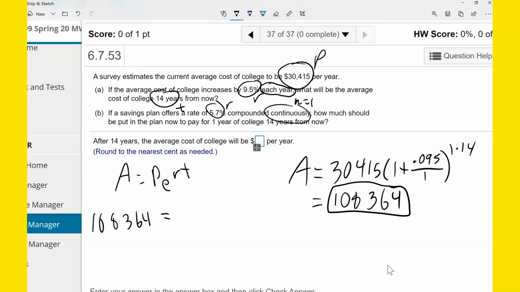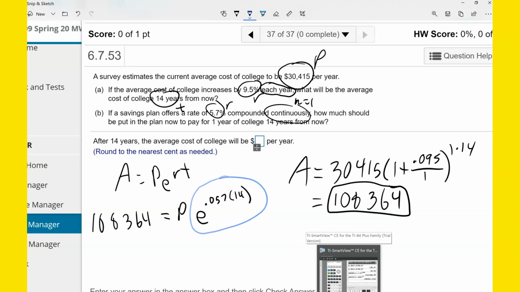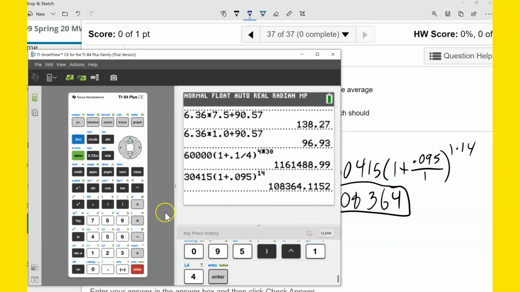Okay, so that's per year. All right, so we're looking for P. P is the principal. That's the investment that we need to make right now in order to have that much money 14 years from now. So E to the 5.7%, so 0.057, and T is 14 years. So we're looking for P. What I'm going to do now is type that in my calculator, because that can just be a single number. E to the 0.057 times 14.